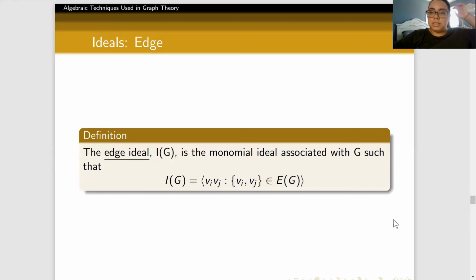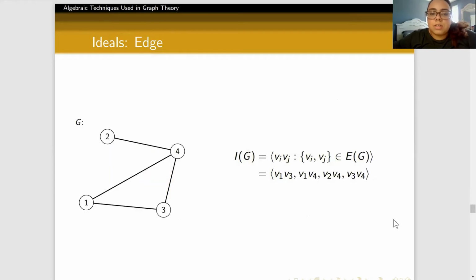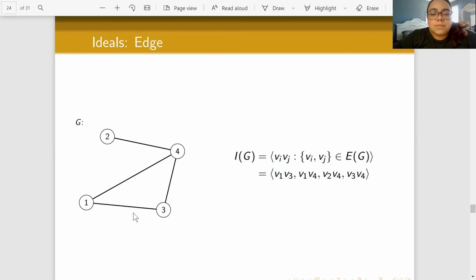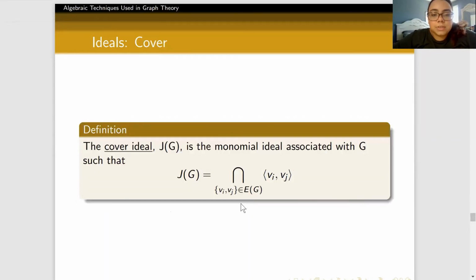The second algebraic tool that I want to talk about is ideals. And the first one is the edge ideal. So the edge ideal is generated by the edges of a graph. So for our graph, we see that we have v1 times v3, v1 times v4, v2 times v4, and v3 times v4.